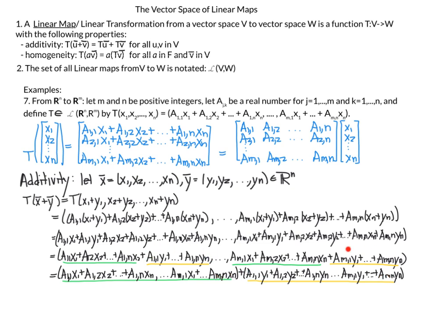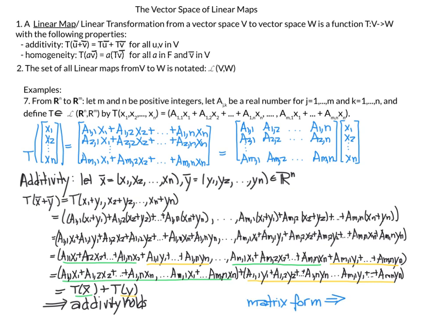I group together my y coordinates starting with a11 y1 plus a12 y2 up to a1n yn. That's my first coordinate. Then I have a bunch of coordinates until this here is my last coordinate, am1 y1 plus all the way up to amn yn. And what you'll see is this here in green, that's just T of x. And over here what's in yellow is just T of y. So what we have is T of x plus y is equal to T of x plus T of y. So additivity holds.